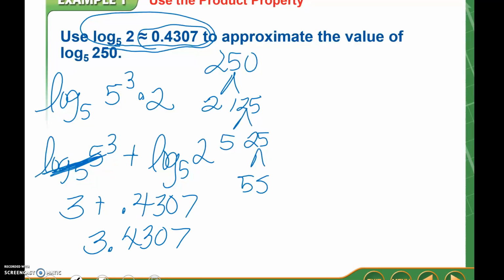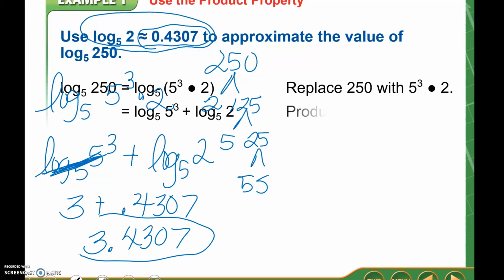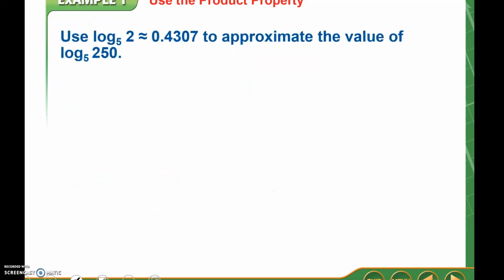So this is it. So much about this answer is that I can see through your work. Again, work is going to be important, so that you understand that product property, because that's going to be important when we have variables. So let's look at another one here.